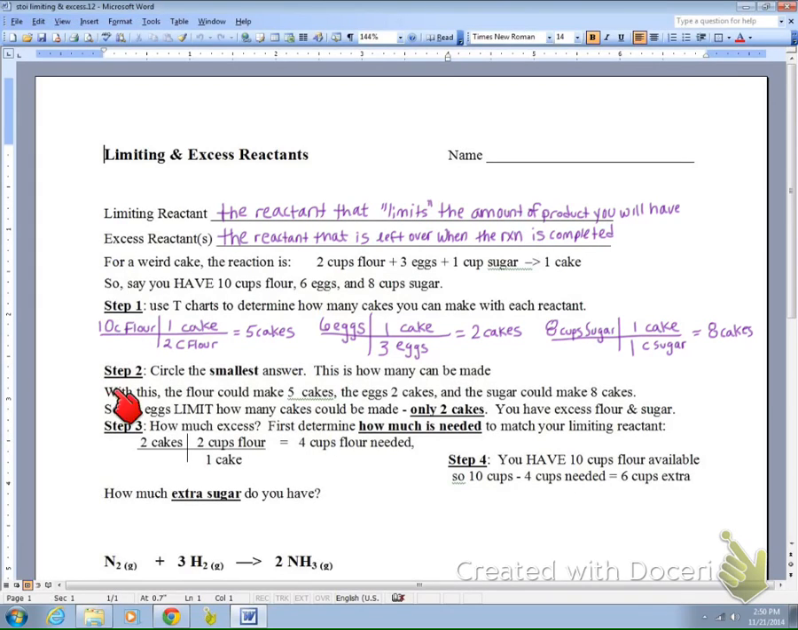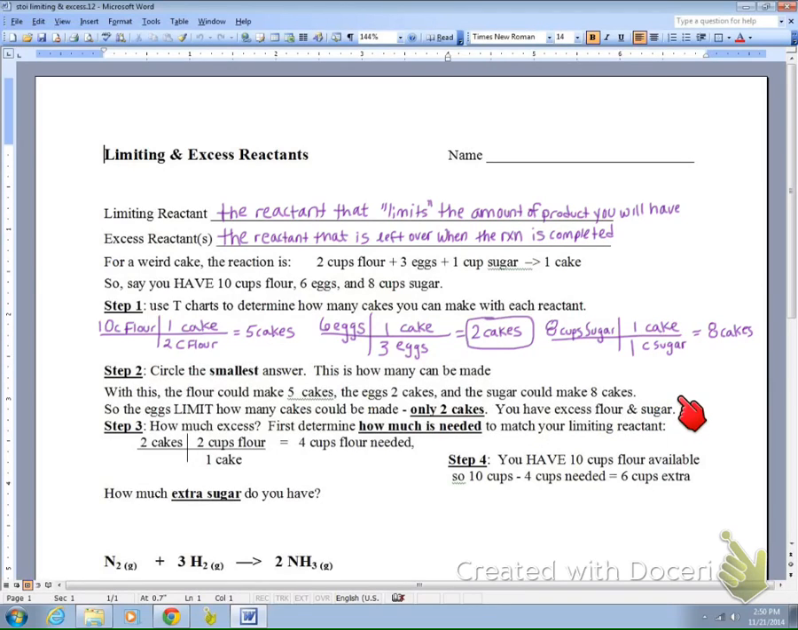My second step is, after I've done all of my problems to figure out how many cakes I can make, I'm going to circle my smallest answer, because that's how many I can actually make. In this case, I would consider the limiting reactant the eggs. The eggs limit how many cakes could be made, because it's only 2 cakes. So I have excess flour and sugar.